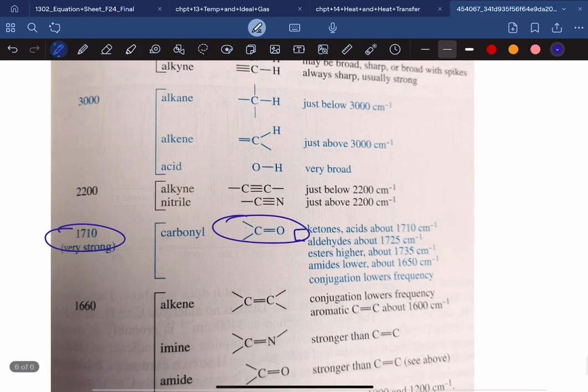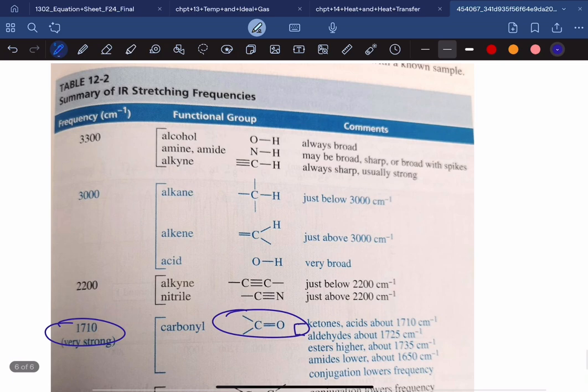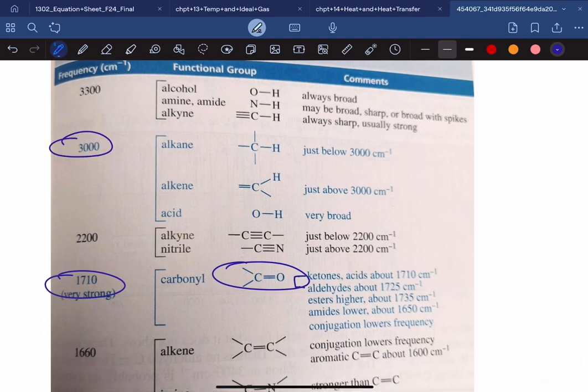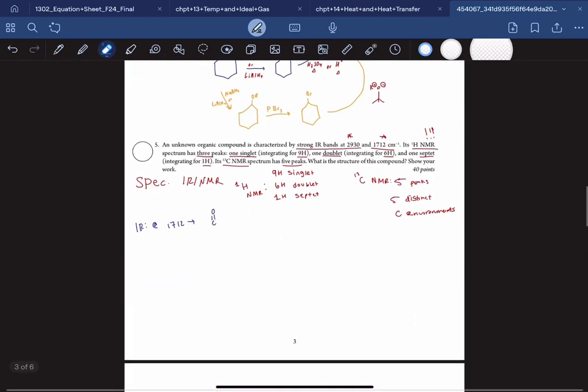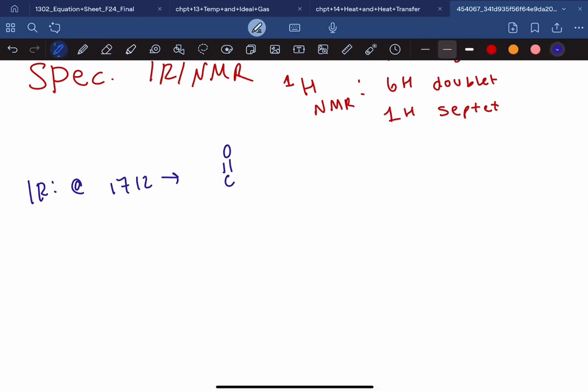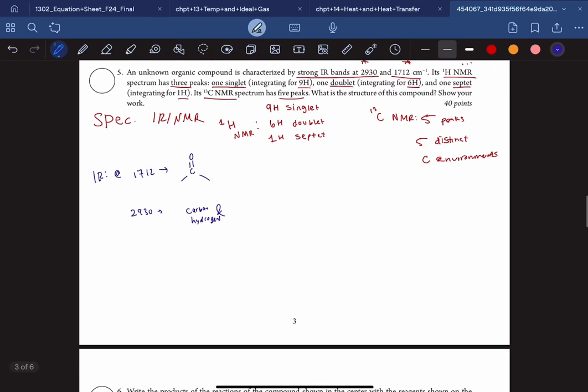And then the other value was 2930. So let's look for 2930. It's going to be about 3000. Above 3000 would be an alkene, but we're looking for 2930, which is absolutely below 3000, so it's not an alkene. Let's go back up here and write this down. So it's something like this, and the one at 2930 is just carbon-hydrogens. Then let's work through the NMR.